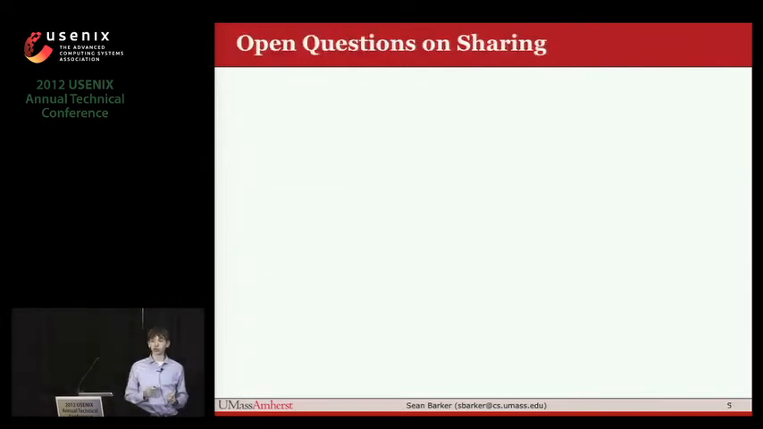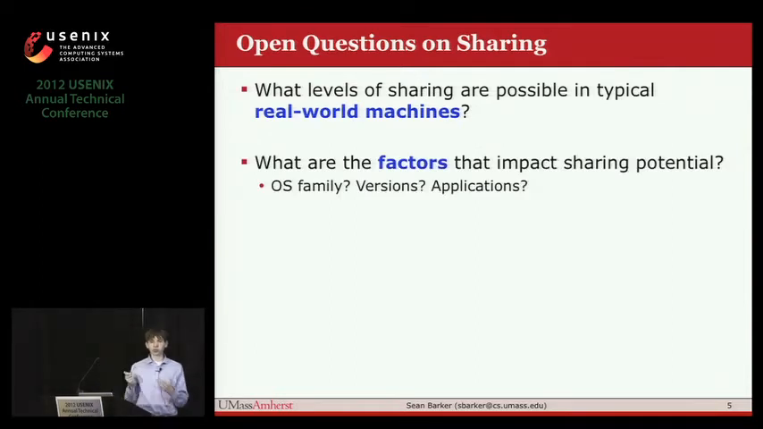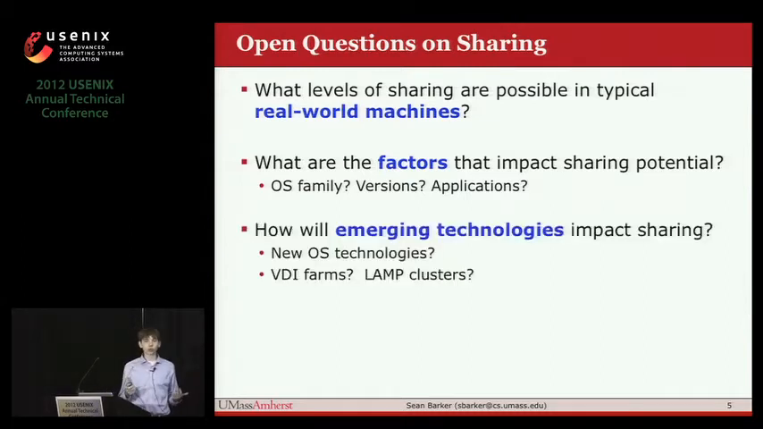So this all sounds really great for page sharing, but there are some important open questions that haven't received a whole lot of attention, and I'm going to highlight a few of those. One pertains to real-world machines: what levels of sharing should we expect in typical real-world machines, and how might this compare to what we've seen in laboratory studies? Another important question is about the factors that affect sharing potential. We can think of a number of different factors, but it's important to consider how important, relatively, these various factors are.